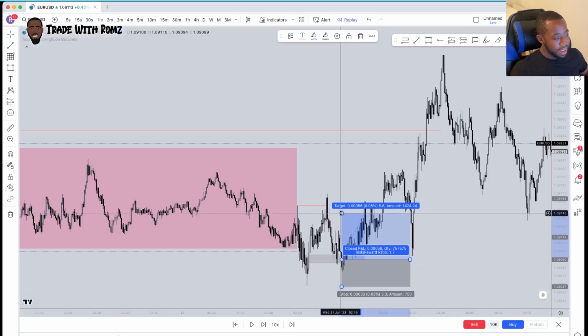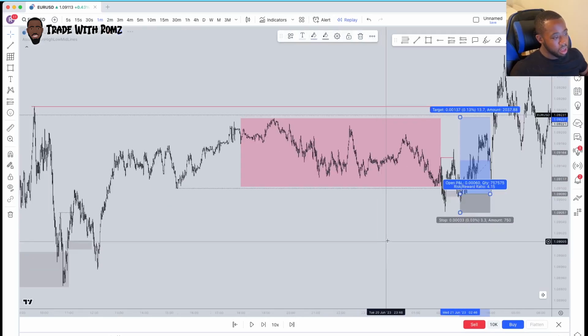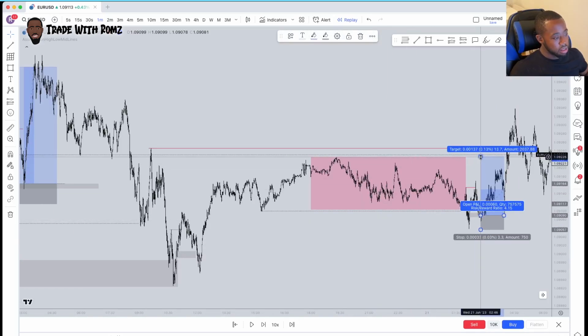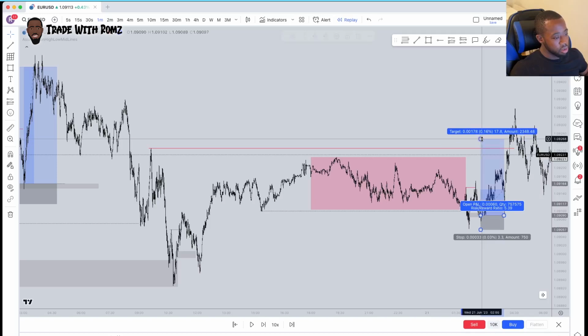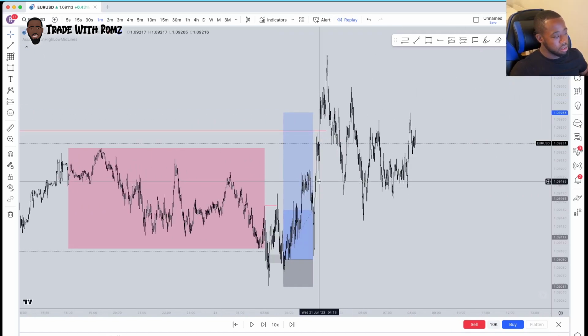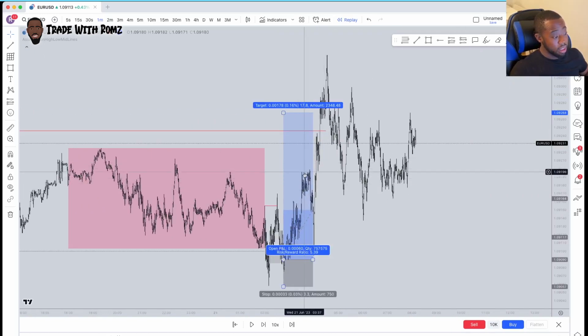Target, obviously, at least Asia high, but I would be targeting this internal high here, and yeah, 50% of this zone at least. So easy 1 to 5, right? If you want to just take a quick scalp. Anyway, so that's that trade opportunity.